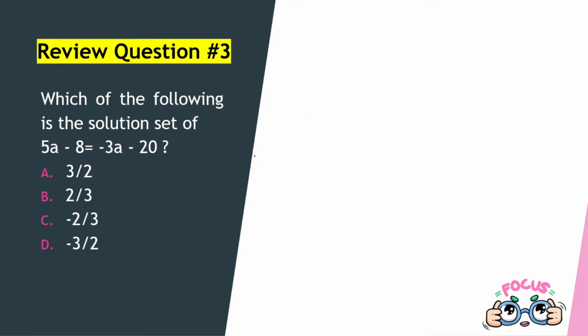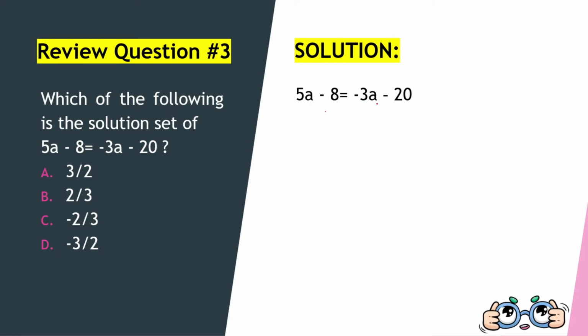So, here, we are going to apply the different property of equalities. Okay? So, we have here 5a minus 8 is equal to negative 3a minus 20. So, the informal way na ginagamit natin in solving this is the word transposition. So, we transpose all terms with variables to the left side of the equation and all terms without variables to the right side of equal sign.